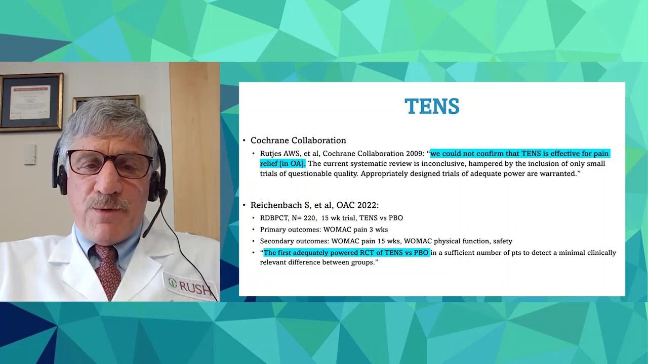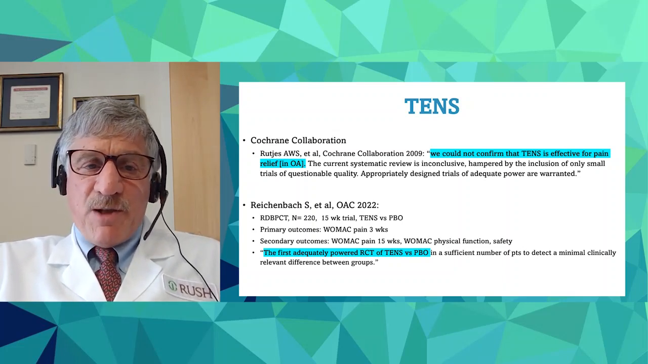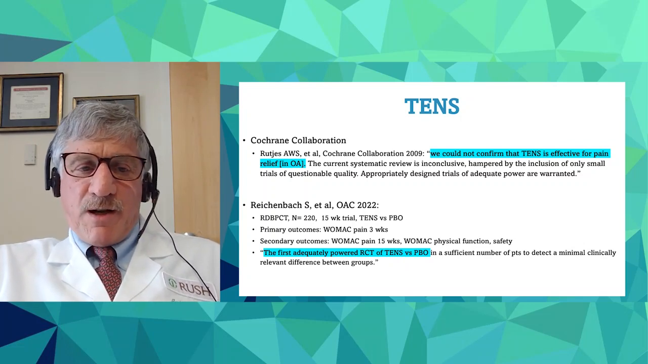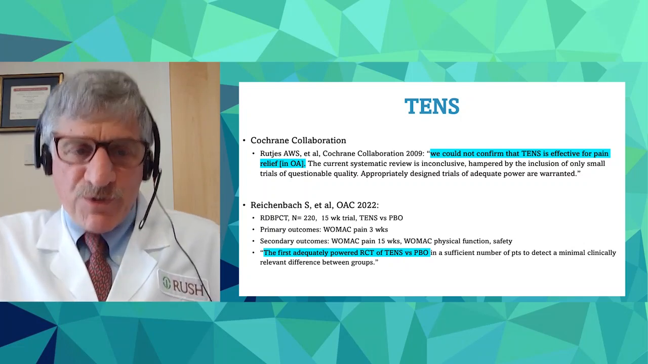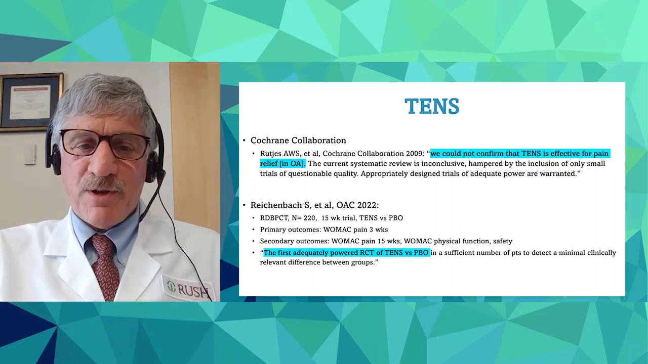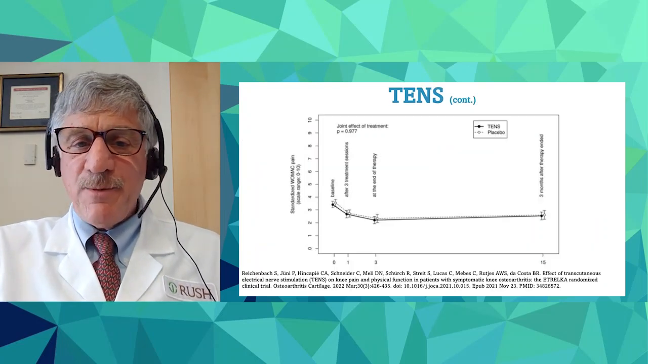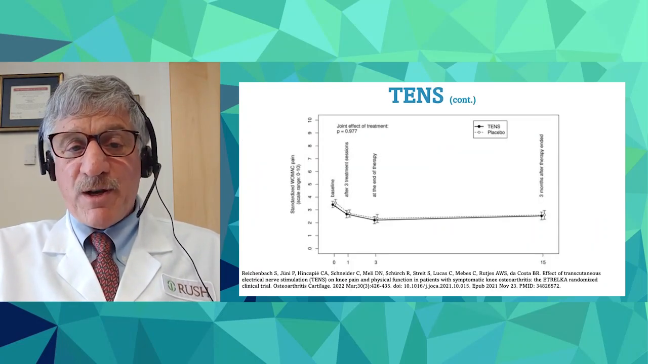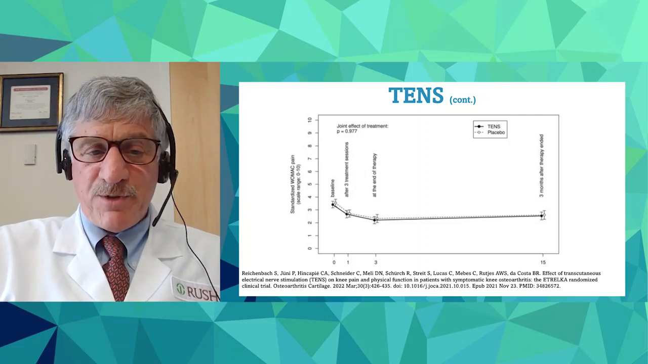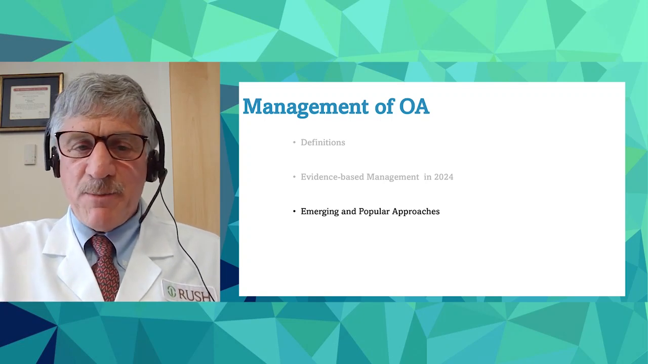Well, with the old guidelines, we had no real evidence that it was helpful, but there was no really well-controlled study. Recently, in OA and cartilage, a very well-designed randomized double-blind trial, the first adequately powered randomized clinical trial of TENS versus placebo was published, and what did they find? Indistinguishable from placebo at every time point. TENS may make people feel better, but no better than placebo itself. And that's why it's also not recommended.